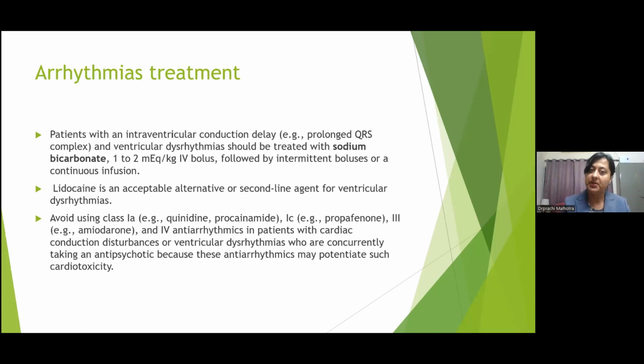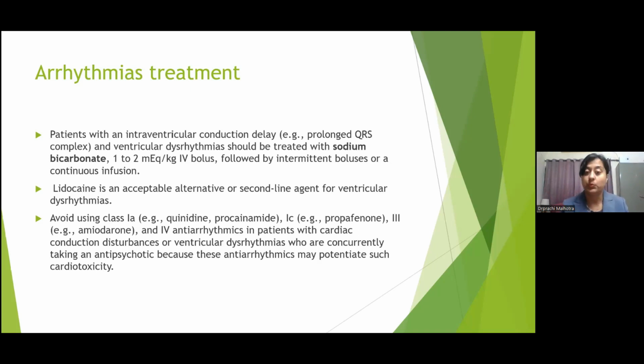Now, arrhythmia treatment, for patients with intraventricular conduction defect. In the previous slide we saw QT prolongation. If QRS is prolonged and ventricular dysrhythmia is there, you can give sodium bicarbonate 1 to 2 milliequivalent per kg IV bolus, followed by either continuous infusion or intermittent boluses depending upon the condition of the patient. Lidocaine is also an acceptable alternative for ventricular dysrhythmia.